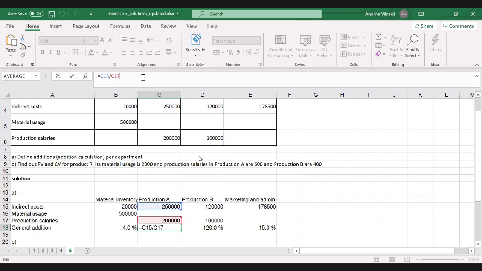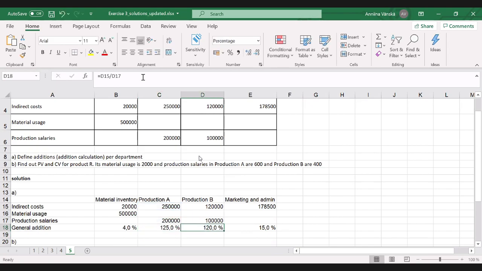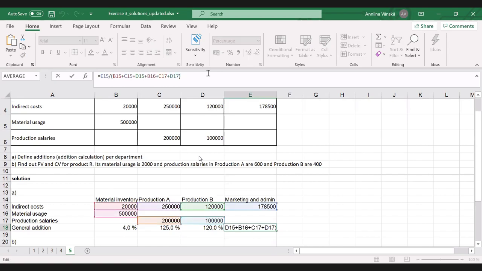Same thing here. So we are dividing the indirect cost by the production salaries. Same thing in the production B. And then in the marketing and admin, we are dividing the marketing and admin by all of the cost given.